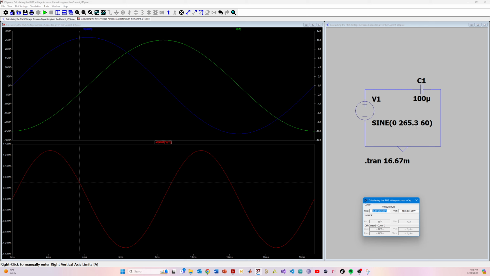So in this case, here we have the voltage across the capacitor and the current. So for the power, you see that there's the voltage multiplied by the current. And this is over 1 period. So that would be 16.67 milliseconds. That's 1 over 60.